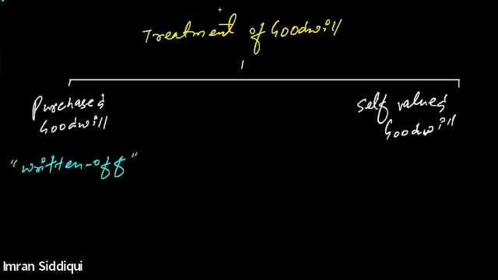But for the self-valued goodwill, the treatment is to be done by passing an adjustment entry. Adjustment is required. So when it comes to the purchased goodwill, it has to be written off. When it comes to the self-valued goodwill, it needs to be adjusted. Adjustment is required. Right? Is it clear to all of you?